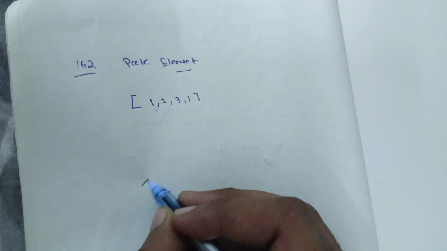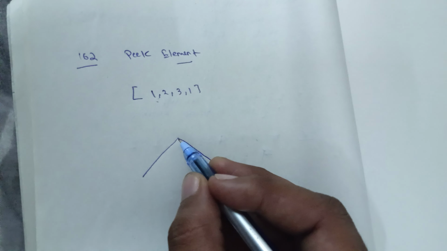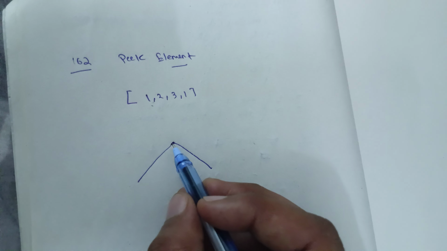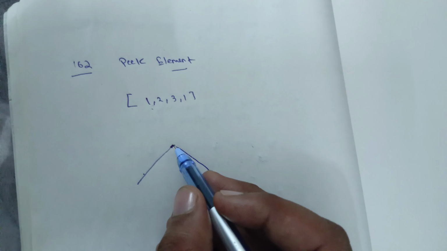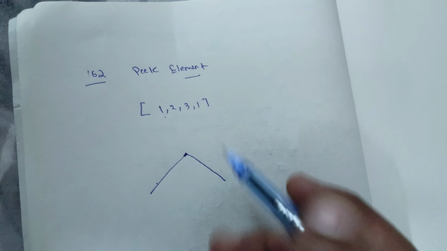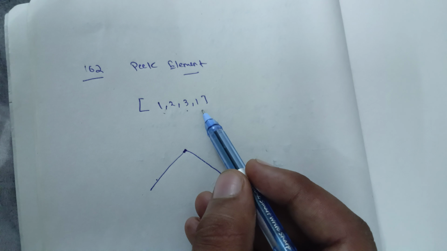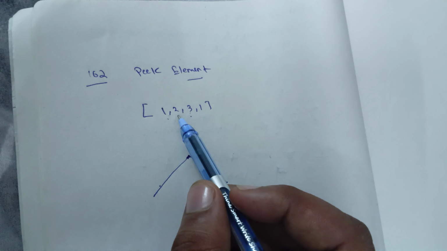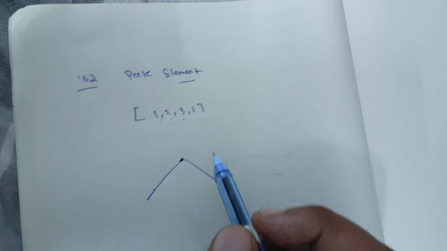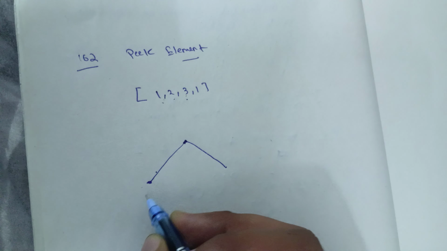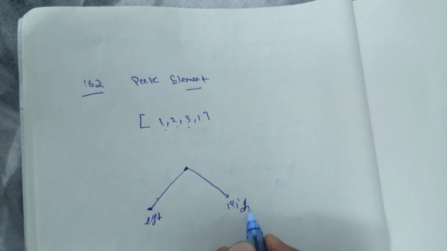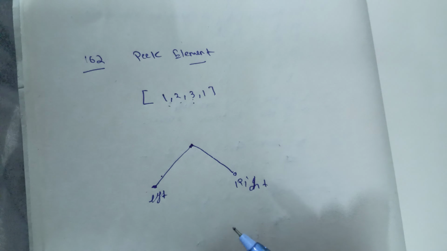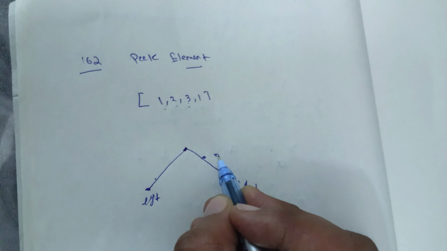So let's assume that there is a peak. It is called the peak element, meaning the element before the peak element is less than the peak, and after the peak it is also less. It's like 3: after 3 the 1 is less than 3, and before 3 the 2 and 1 are also less than 3. So we have just assumed that here is the left and here is the right. First we have to find the mid. Let's assume that mid appears here.